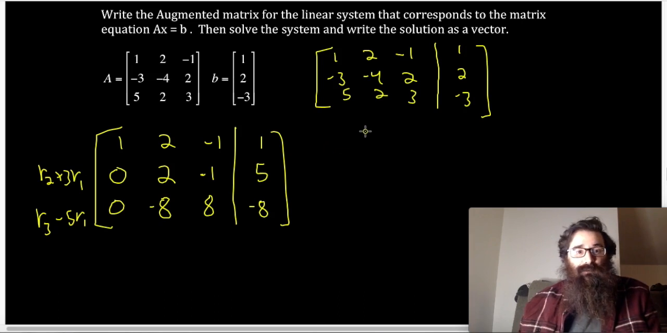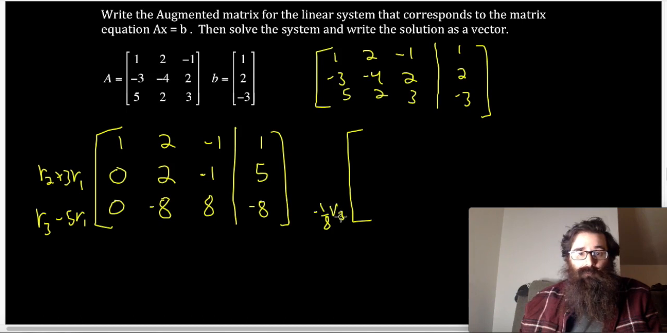And this looks really good so far. I can go ahead and clean this up a bit. So for example, here working in row 3, I can do some scaling. So here I could go ahead and scale this. I could divide everything by a negative 1/8. So we'll do negative 1/8 row 3.